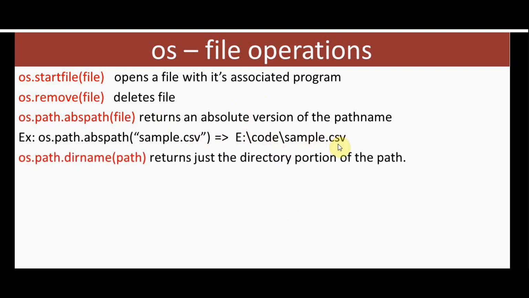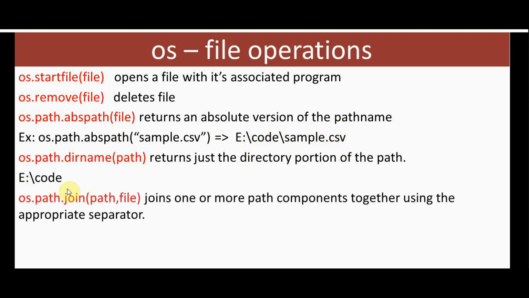Okay, and then os.path.dirname of path. This will return just the directory portion of the path. So taking this same example, if you pass this path as an argument of os.path.dirname, it will just return the directory portion alone. So the output will be e:/code alone. Okay, it will ignore the file name.